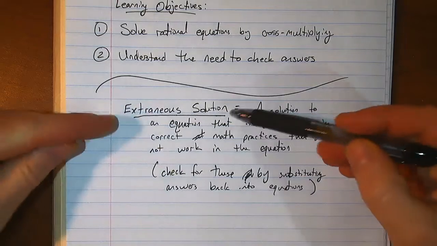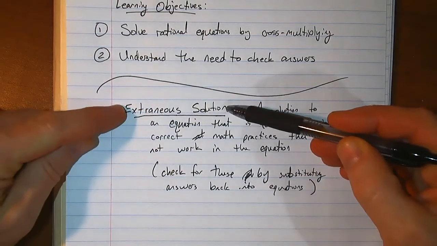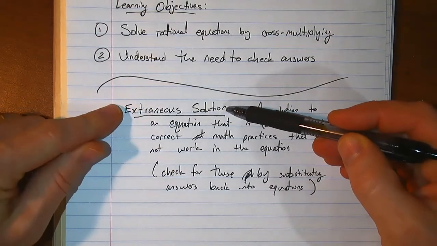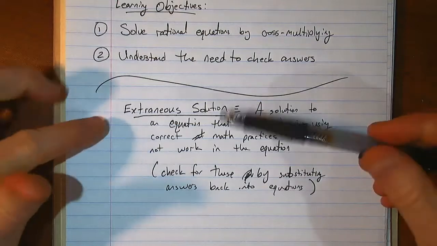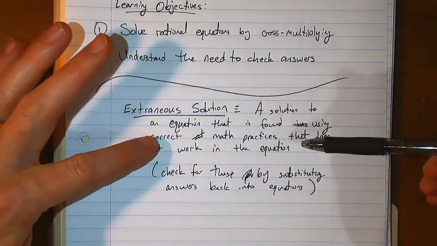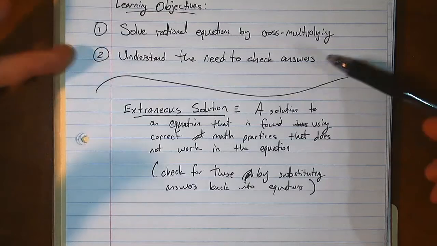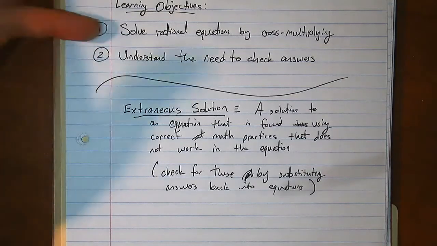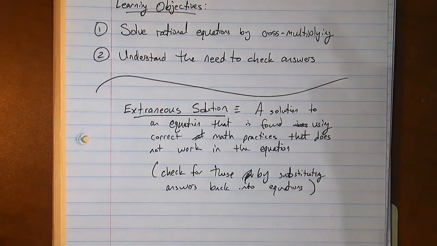So like I said, you need to recognize this phrase, especially when you see it in the directions on homework or on a test or something like that, and know that that means make sure you identify any solutions that you found but that don't actually work. Okay, so that takes care of learning objective number 2. Now for learning objective number 1, to actually solve equations.